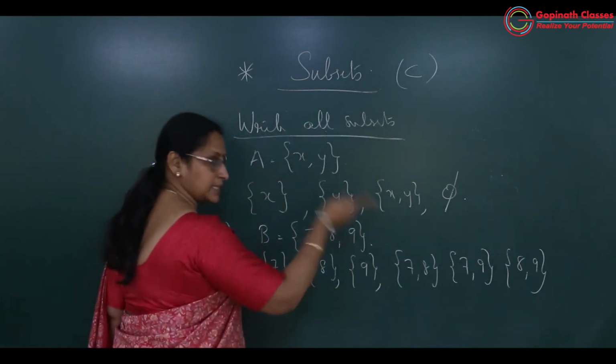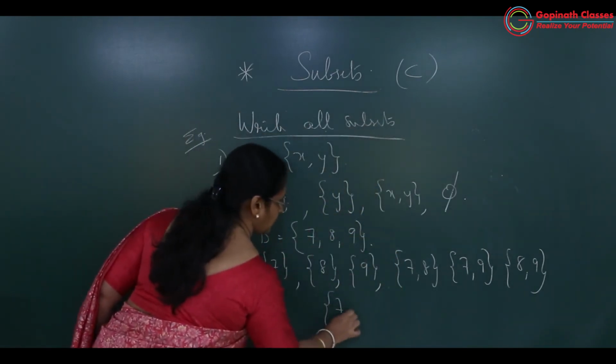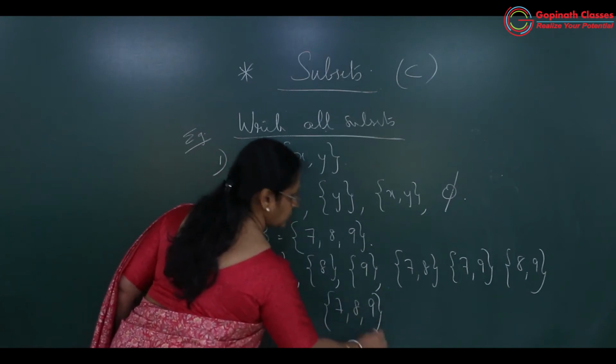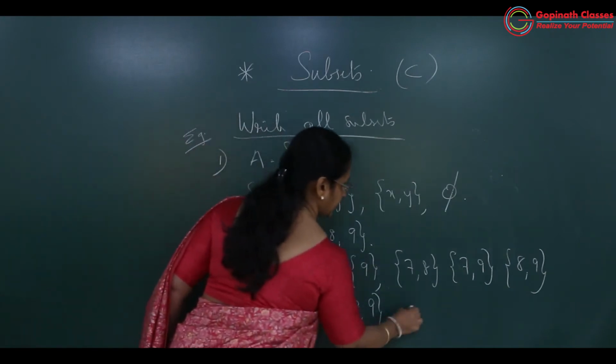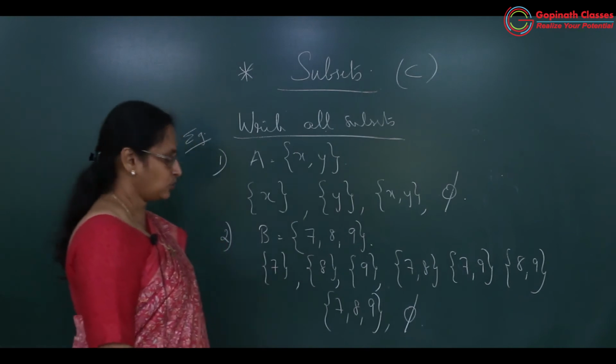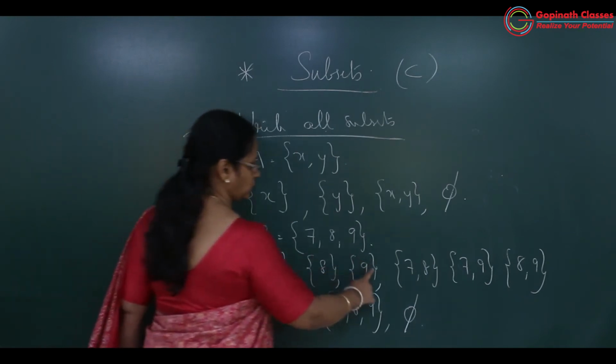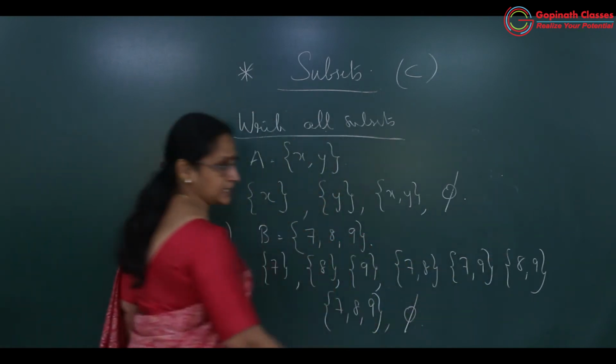अभी the same set itself is a subset, so क्या होगा? 7, 8, 9 is also a subset. Then null set is a subset. तो टोटल कितना मिला आपको? 1, 2, 3, 4, 5, 6, 7, 8.